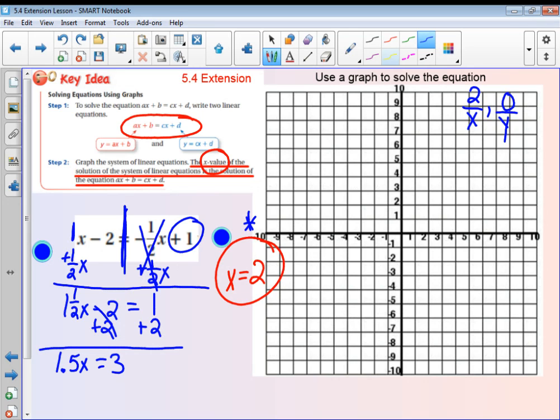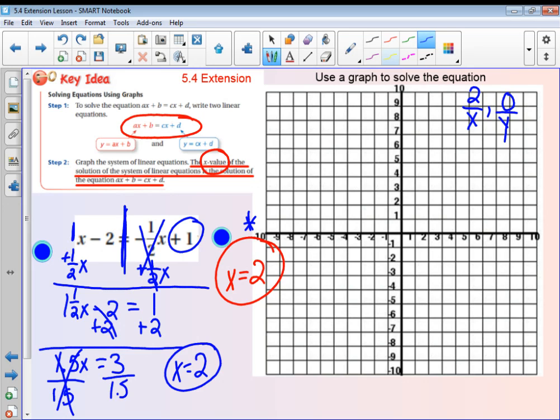So now if I divide by 1.5 to get x by itself, 3 divided by 1.5 is still going to give me x equals 2. So take note here, it still went through and gave us the same answer. Ultimately, we're just trying to solve for x in this equation.